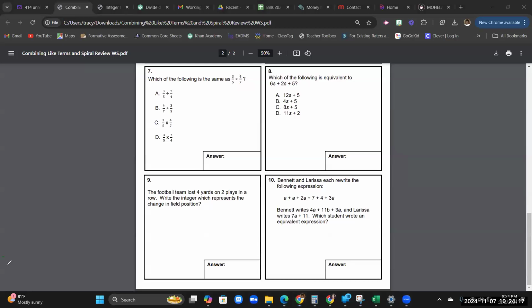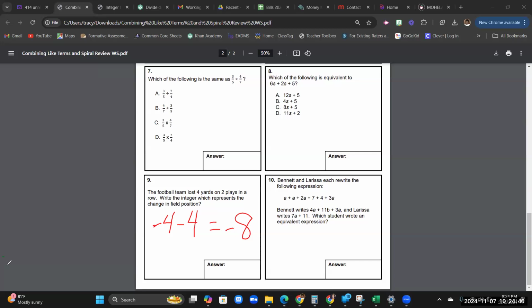All right, looking at 9. It reads the football team lost 4 yards on 2 plays in a row. So that'll be -4, -4. And it said the integer represents the change in field position. Both of them have the same sign, so we'll add 4 and 4, which will give us 8. And since both are negative, -8. A loss of 8 yards.